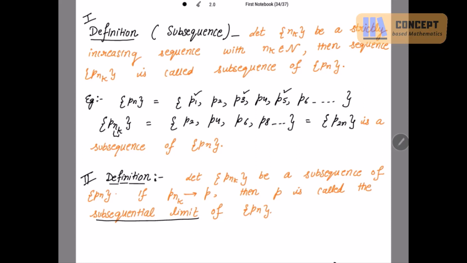Next, one more definition is there, for subsequential limit. Let Pnk be a subsequence of Pn. If Pnk converges to P, then P is called the subsequential limit of Pn. Whenever your subsequence converges to a point, then that point is the subsequential limit of the main sequence, that is Pn.